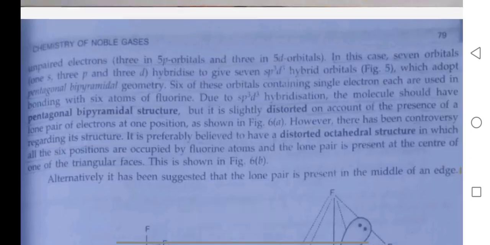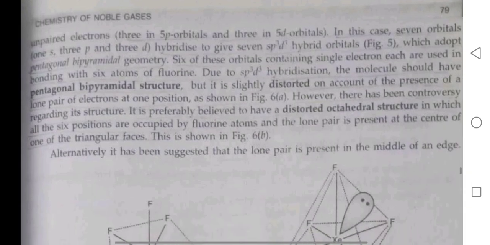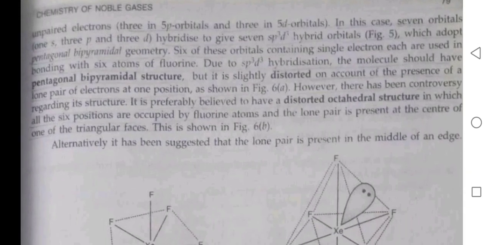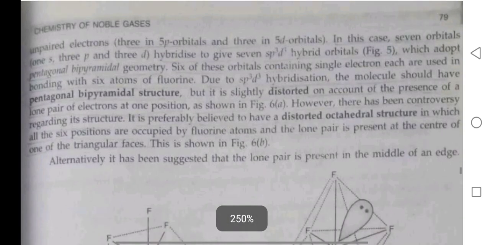Unpaired electrons. In case of 7 orbitals, hybridization gives 7 sp3d3 hybrid orbitals which adopt pentagonal bipyramidal geometry. 6 of the orbitals containing single electrons each are used in bonding with 6 atoms of fluorine.